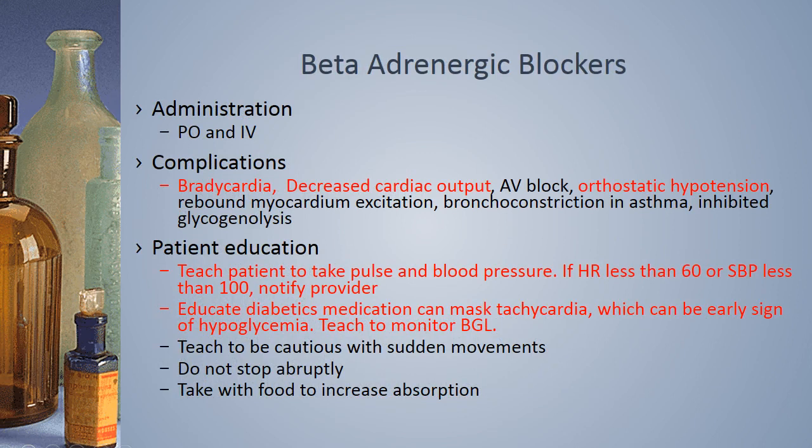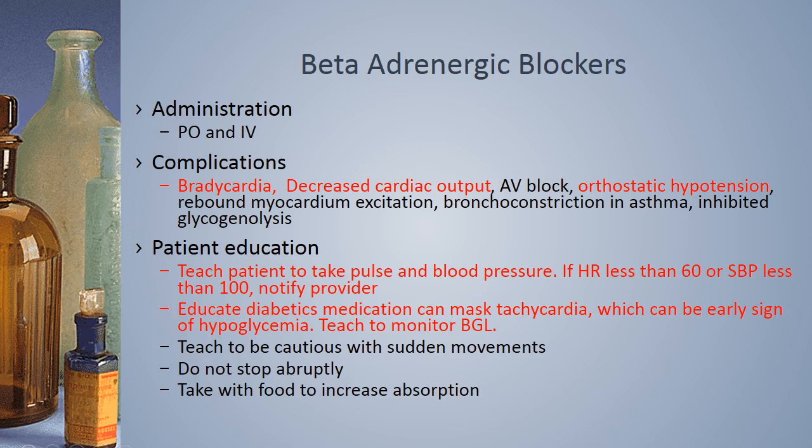Beta blockers can be given by mouth or IV. Your big complications: bradycardia, decreased cardiac output, and orthostatic hypotension. You can also have masking of hypoglycemia. You could have an AV block because you get a buildup and become toxic, and it causes your heart rate to basically bypass the pacemaker of the heart. And you can have bronchoconstriction and asthma.